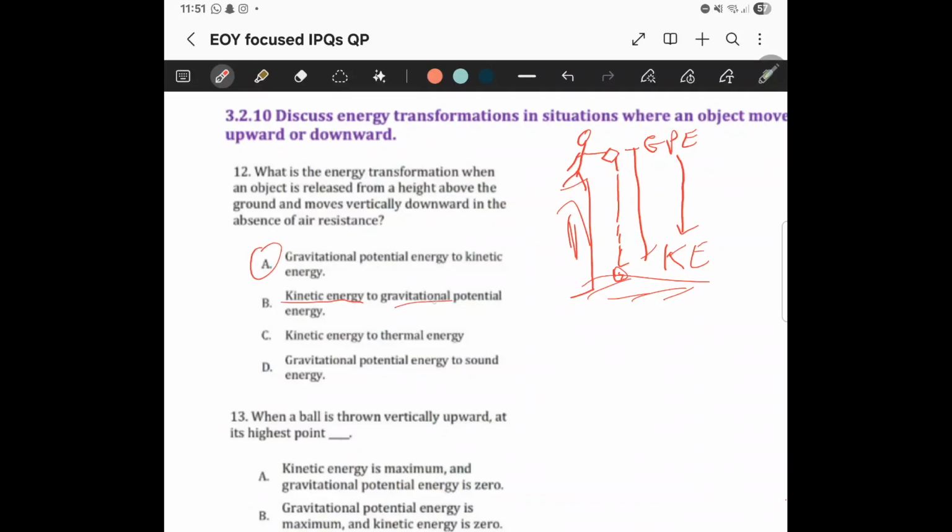Not kinetic to gravity, that's wrong, because I started with a speed of 0. I released it, I dropped it from rest. Thermal, not exactly. There is no air resistance, no friction, so there will be no thermal energy there. Potential to sound. This is actually kind of true. When it hits the ground, there will be sound at the end. But the main thing is it becomes kinetic energy first. After it hits the ground, it will transfer into sound. So it's actually gravitational potential to kinetic, and then maybe to sound and whatever.